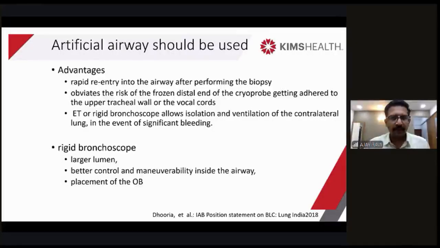Whenever possible, and if you are familiar with it, it is recommended that you go with a rigid bronchoscope, because it has a larger lumen, better control and maneuverability inside the airway, and you can use an occlusion balloon like a Fogarty catheter when there is bleeding.